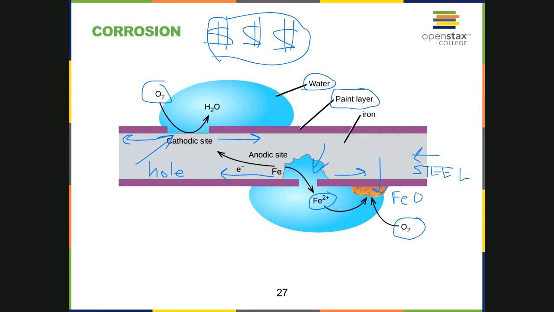They have started to apply layers of not chrome but zinc. They'll apply layers of zinc to the outside of the steel before they put the paint layer on, and that makes it more resistant to rock impacts and things like that that would start this whole process.